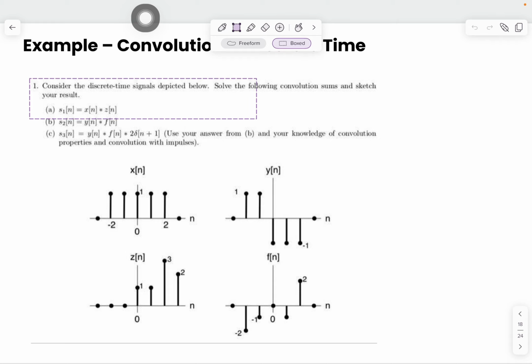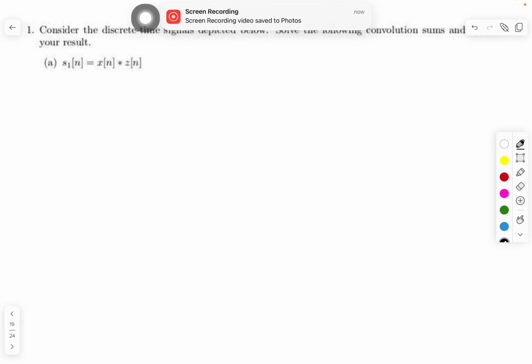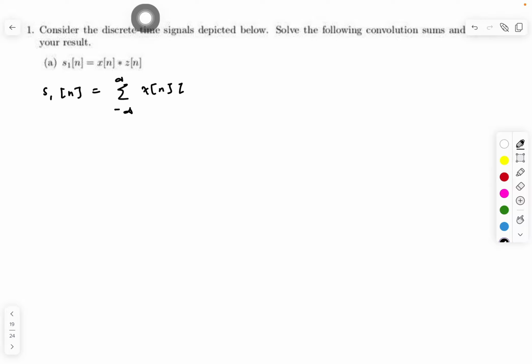So this is the last example, which is convolution in discrete time. So let us try to do first letter A. We will try to do A by the convolution sum, and B using the graphical method. So we start by writing down the equation for the convolution sum. So s1[n] will be equal to the summation from minus infinity to infinity of x[k] z[n-k], or the summation from minus infinity to infinity of z[k] x[n-k].